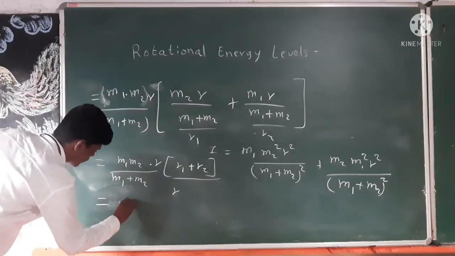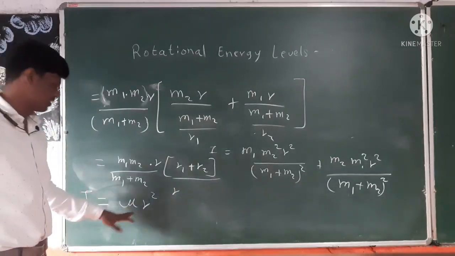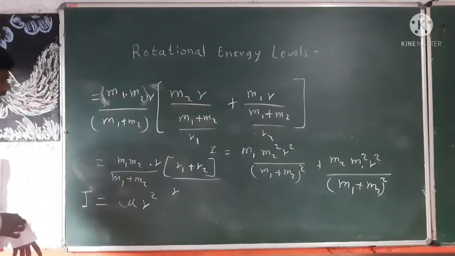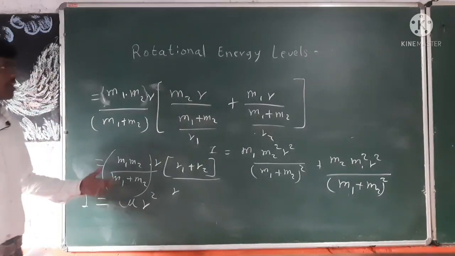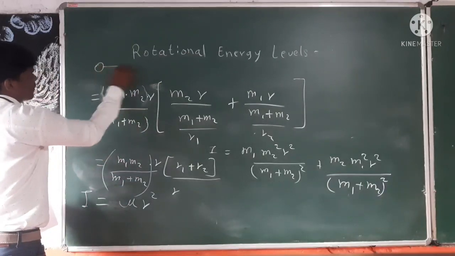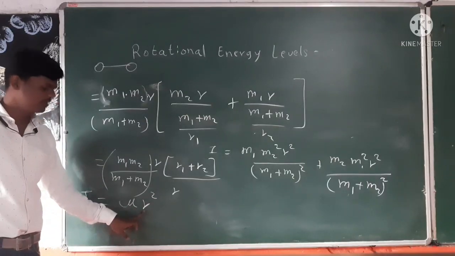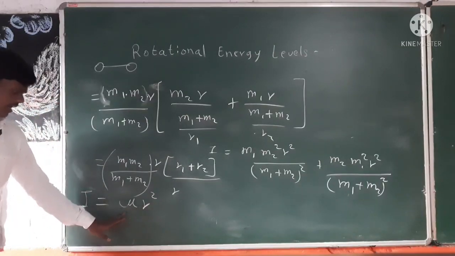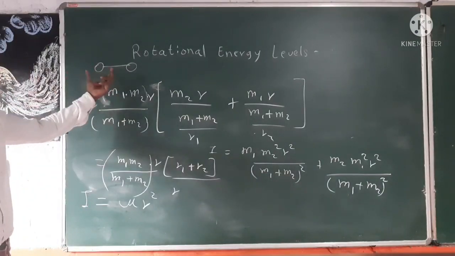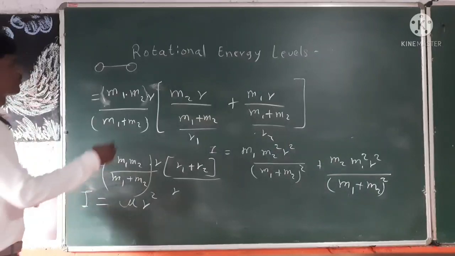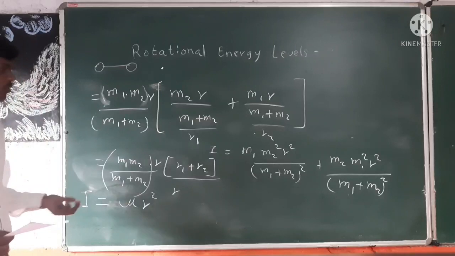So we write this as mu R square. So the moment of inertia is nothing but mu R square. Here mu is the reduced mass, m1 m2 by (m1 plus m2), which is called the reduced mass of this two body system. Now here we can see I is equal to mu R square. Now it's only R, a single distance, and mu, the reduced mass, a single mass. So we have reduced this two body problem into a single body problem. So this is the moment of inertia for a single body.